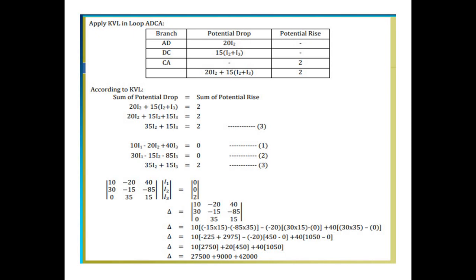And then equations 1, 2, and 3: 10 I1 - 20 I2 + 40 I3 = 0, 30 I1 - 15 I2 - 85 I3 = 0, 35 I2 + 15 I3 = 2. And then matrix formation: 10, -20, 40; 30, -15, -85; 0, 35, 15, times I1, I2, I3, is equal to 0, 0, 2. And then the delta value.